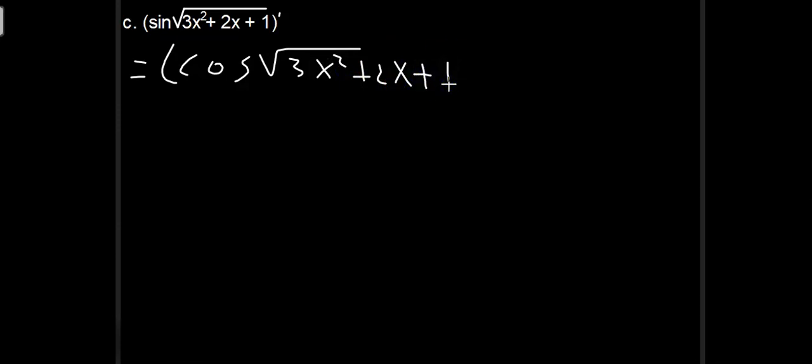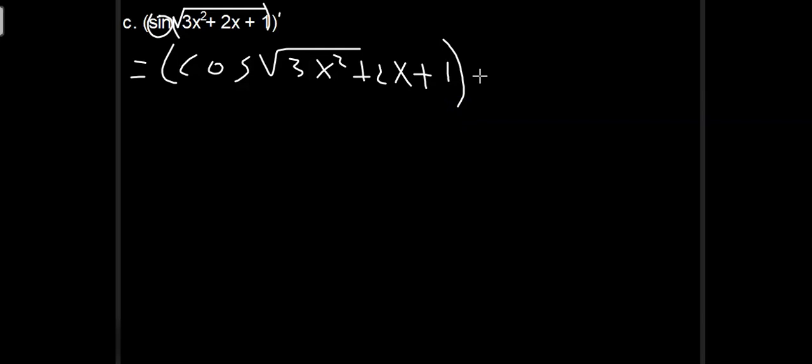When you derivate sine, you're going to get cos. So cos the whole 3x squared plus 2x plus 1. I want you guys to notice that I derivated this part and I just leave this whole thing. That's how it goes. And then now I'm going to derivate the thing that's found on the outside.